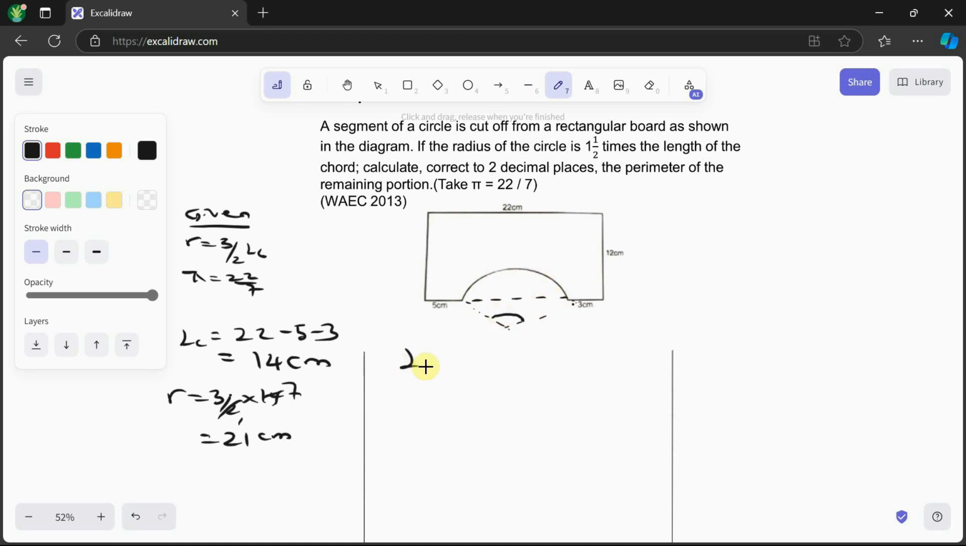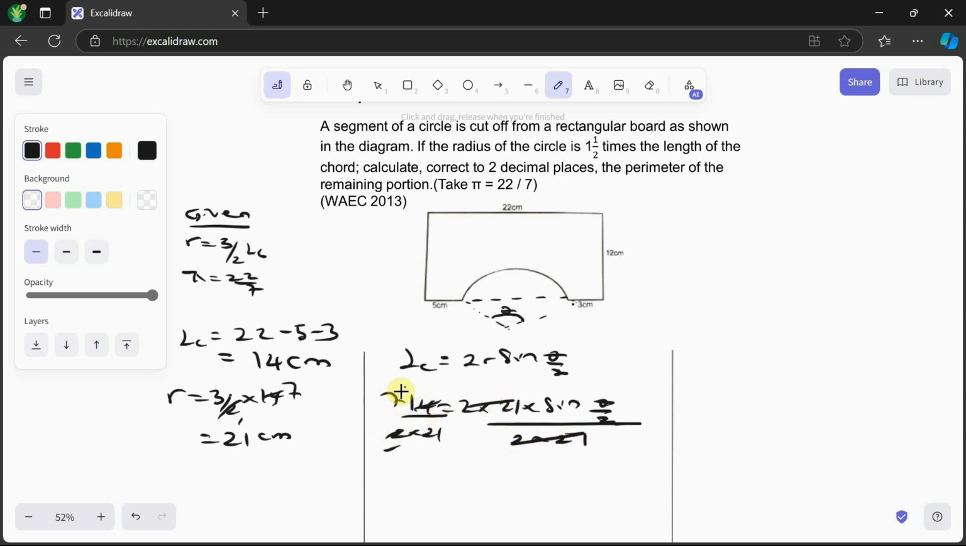The formula for length of chord is what? 2r sine θ/2. So if this is our angle theta, it should be sine θ/2. So let's substitute. The length of the chord is 14. 2 times r, which is 21, times sine θ/2. So I can divide both sides by 2 times 21 to make this sine stand alone. This will cancel this. 14 over 42, 14 divided by 14 is 1, 42 divided by 14 is 3. So what I have is 1/3 is equal to sine θ/2.